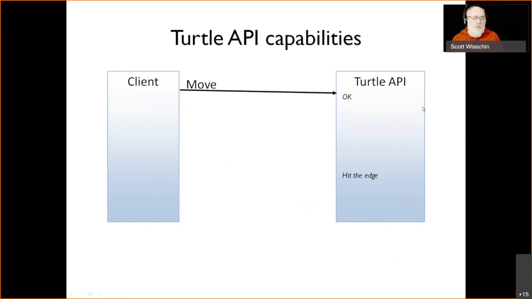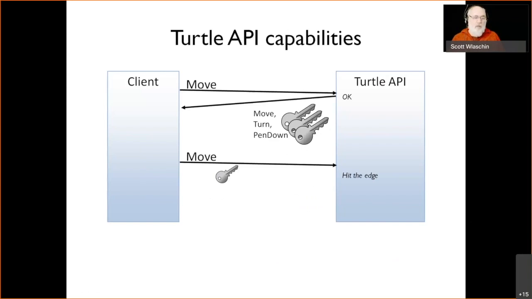So, for example, I make a move and I get back the capabilities that I can move and I can turn and I can put the pen down. Okay, so I make another move and I hit the edge, and now I can't move anymore. So the capabilities come back. I only get 2 capabilities coming back. The move capability is not there anymore. So that's very nice. I literally cannot move the turtle because I do not have a way to do that.